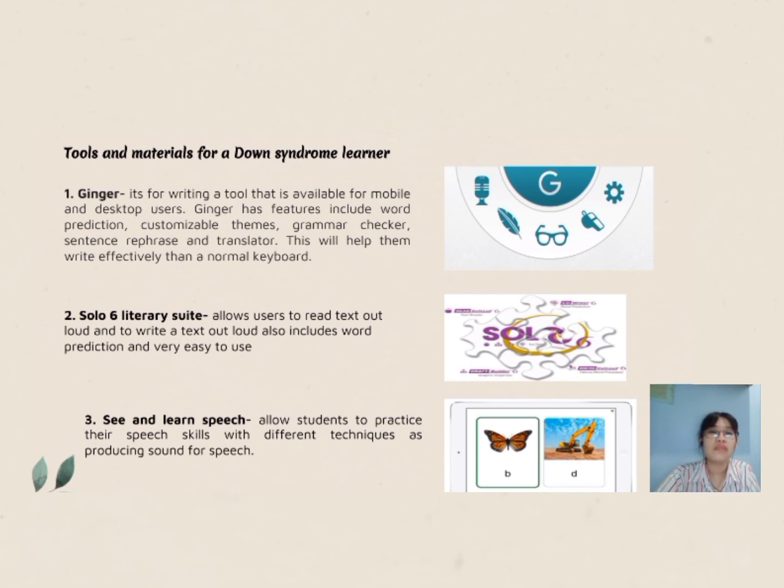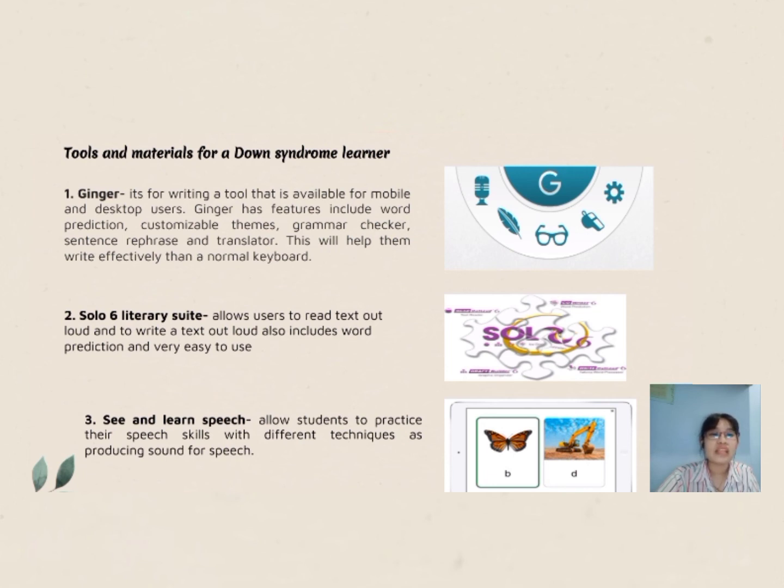Excuse me. Next, we have the tools and materials for a Down syndrome learner. We have first the Ginger. It is a writing tool that is available for mobile and desktop users. Ginger's features include word prediction, customizable theme, grammar checker, sentence phrasing, and translator. This will help them write more effectively than with a normal keyboard. So it is very helpful for students with Down syndrome, because it does almost everything. If you can see in the picture, there is a mic, a mirror, settings, and so on.